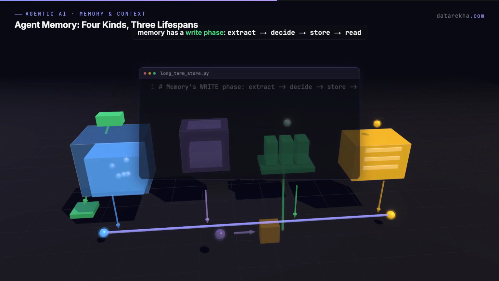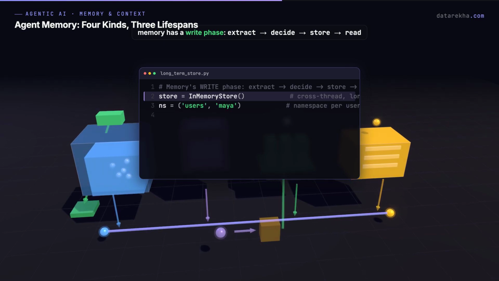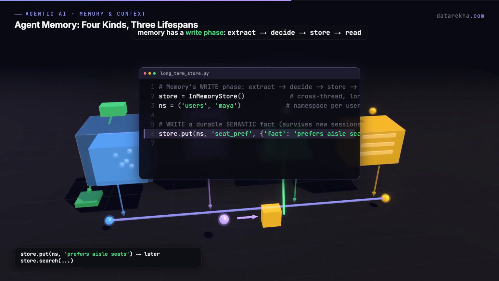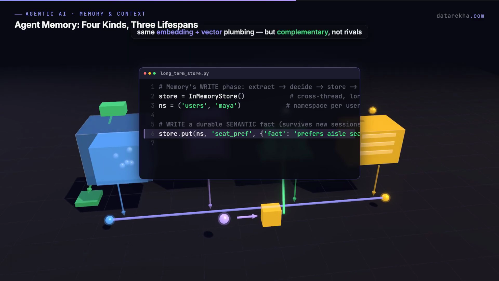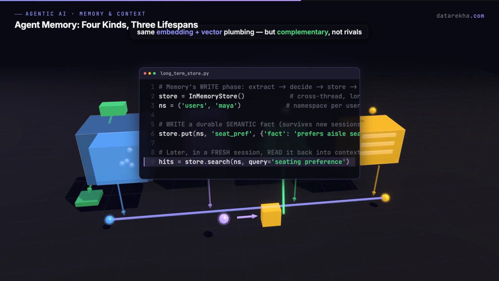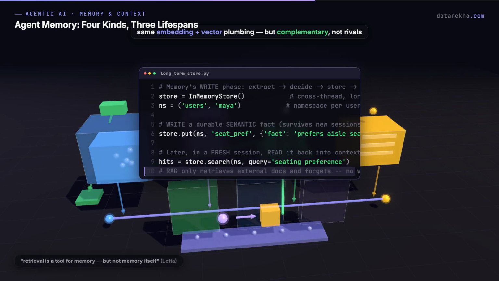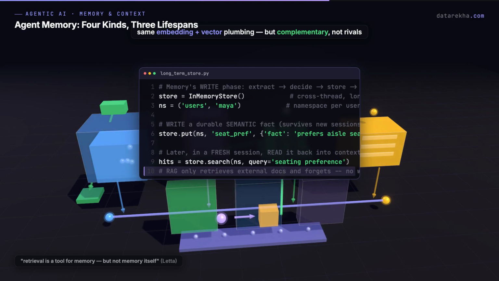Crucially, it has a write phase RAG lacks: extract a fact, decide whether to store it, then later read it back. As Letta puts it, retrieval is a tool for memory, but it is not memory in itself. They share the same embedding and vector search plumbing, which is exactly why they get conflated, but they are complementary, not rivals.